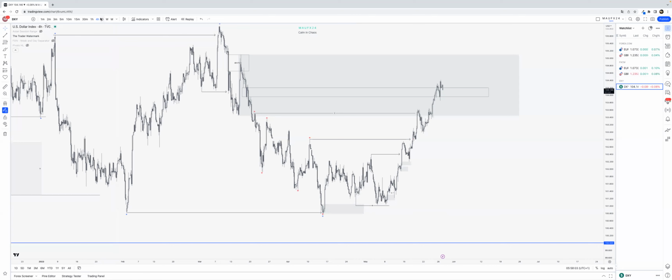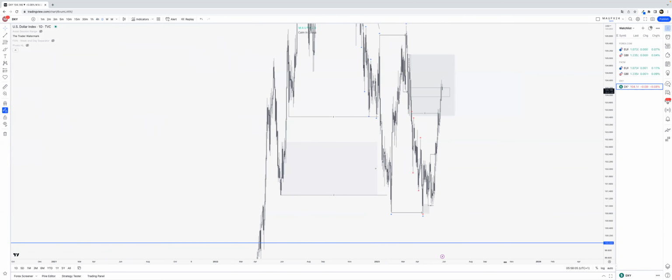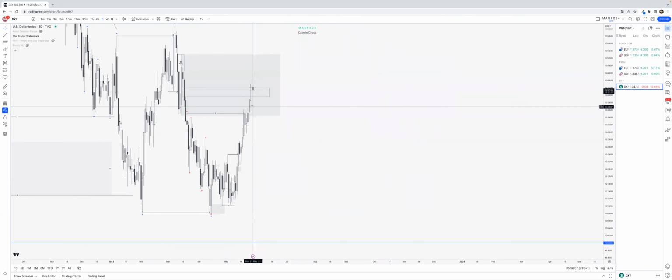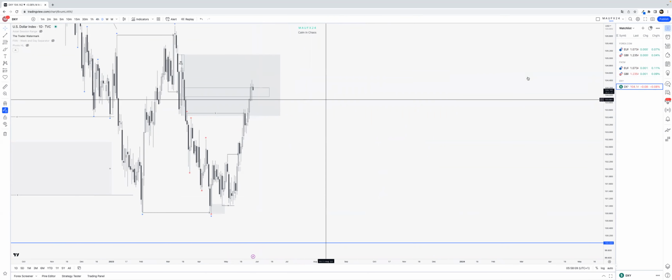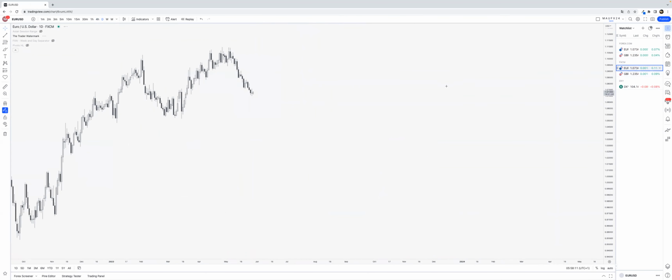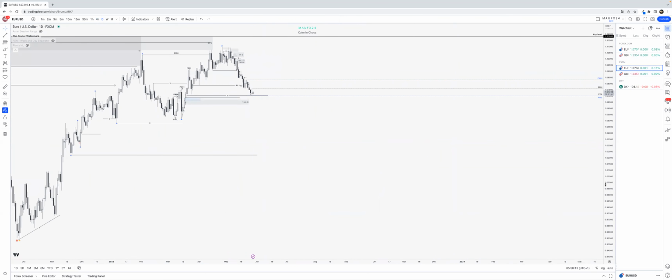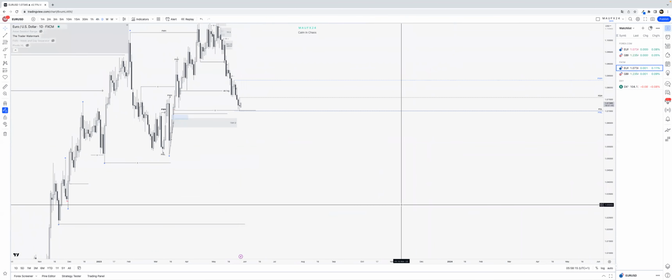So daily wise, we have previous daily highs here, previous daily lows on DXY. We knew that today's a bank holiday in a couple countries, actually almost everywhere, because of Easter, something like that.